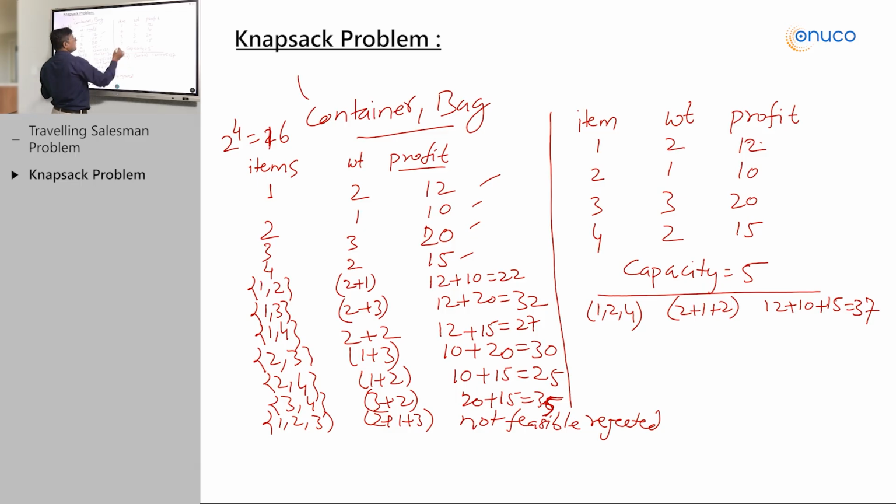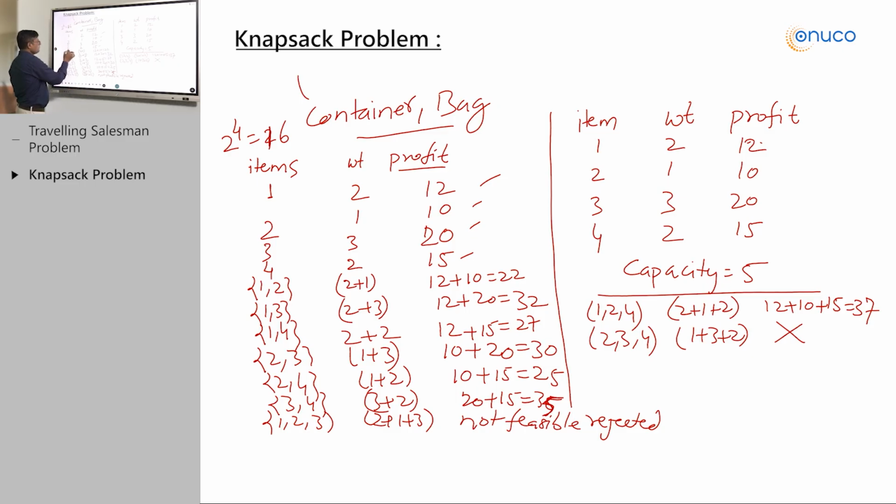So one combination is over. Now there is a chance we can go with 2, 3, 4. What is the total weight? 1 plus 3 plus 2. Not feasible, because the weight of the bag increases, so we are not able to accommodate it. So how many possibilities have we checked? 1, 2, 3, 4, 5, 6, 7, 8, 9, 10, 11, 12, 13. Right? 13 cases. What is next?